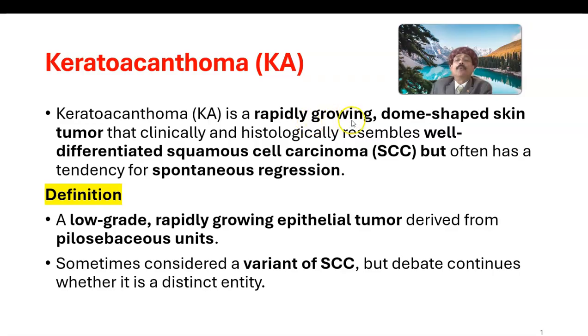Keratoacanthoma is a rapidly growing dome-shaped skin tumor that clinically and histologically resembles well-differentiated squamous cell carcinoma, but often has a tendency for spontaneous regression. So let's get the definition again. A low-grade, rapidly growing epithelial tumor derived from pilosebaceous units, sometimes considered a variant of squamous cell carcinoma, but debate continues whether it is a distinct entity.